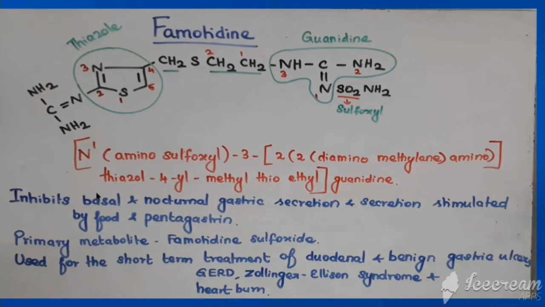It inhibits basal and nocturnal gastric secretion, and the secretion stimulated by food and pentagastrin. Its primary metabolite is famotidine sulfoxide. It is used for the short-term treatment of duodenal and benign gastric ulcers, GERD, Zollinger-Ellison syndrome, and heartburn.